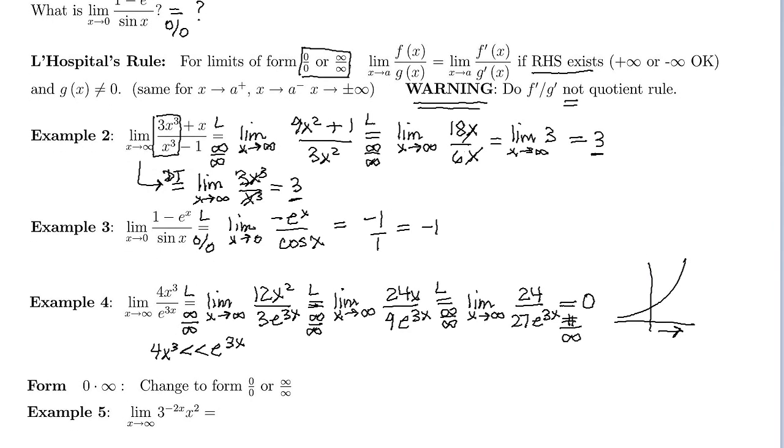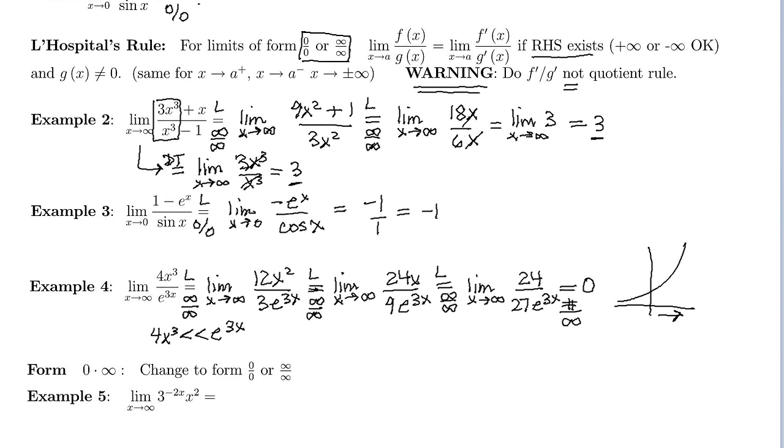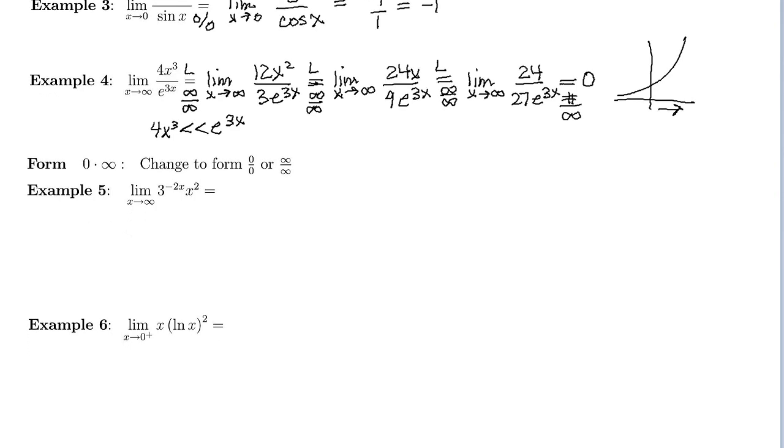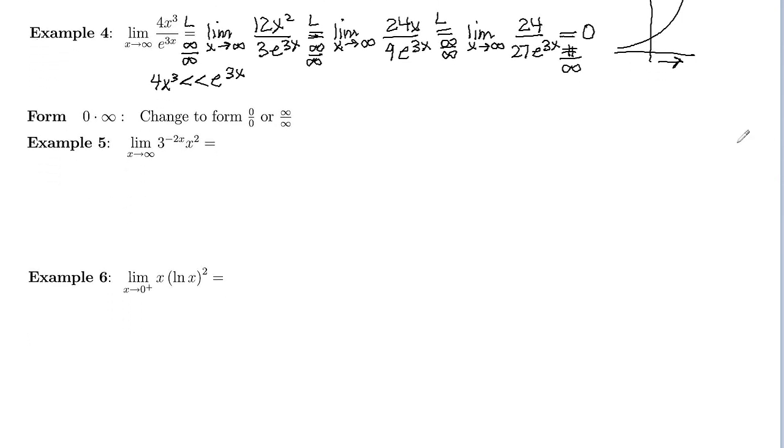So those are basic limits for L'Hopital and basic indeterminate forms. Now sometimes you run into an indeterminate form that looks like 0 times infinity. So one piece is going to 0, the other piece is going to infinity. And when you deal with that, you just want to change it to either 0 over 0 or infinity over infinity. So let me show you what I mean.